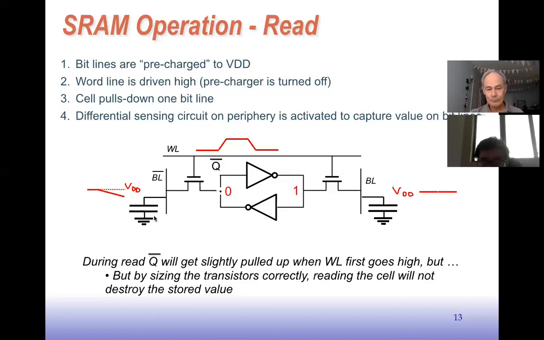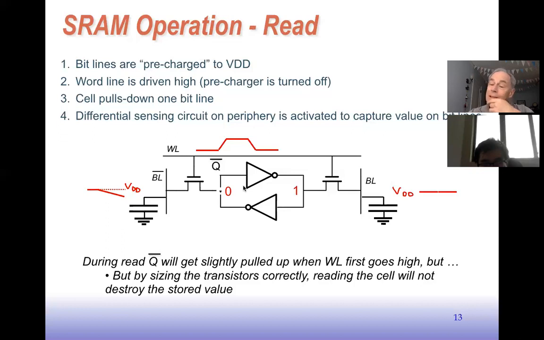The other problem is that during the read, this Q bar node, this internal node here, is going to get slightly pulled up, right? Because what will happen is when this access device gets turned on with the word line, there will be a net positive voltage from this point to this point. So current will start flowing through here, and it'll start charging up this node. And it'll take a little bit of time while this inverter starts sinking that charge. So it's going to push up the voltage on this node. So there'll be a little voltage bump.